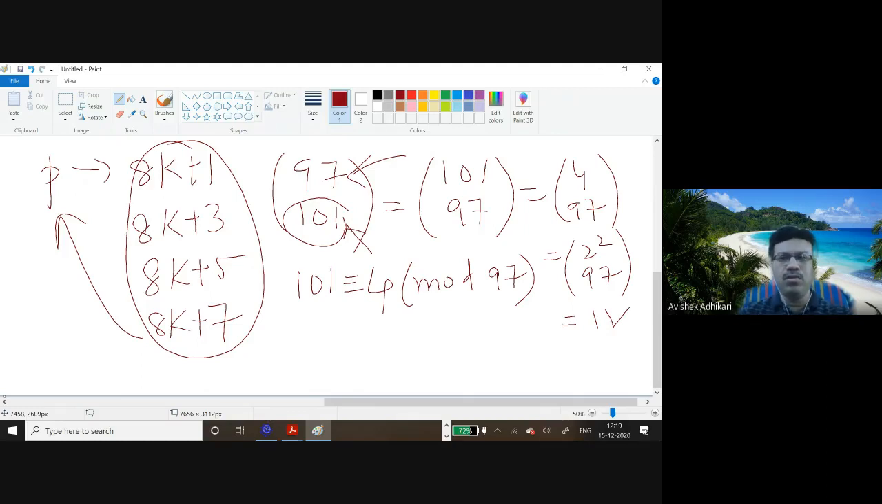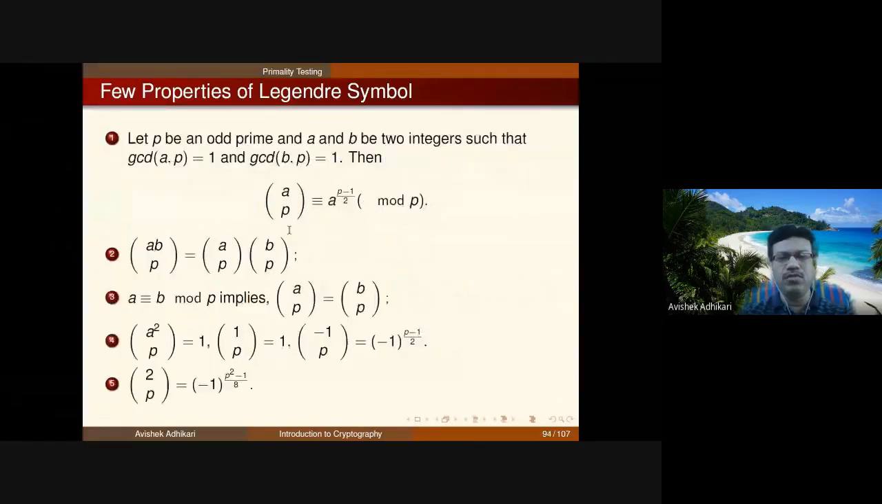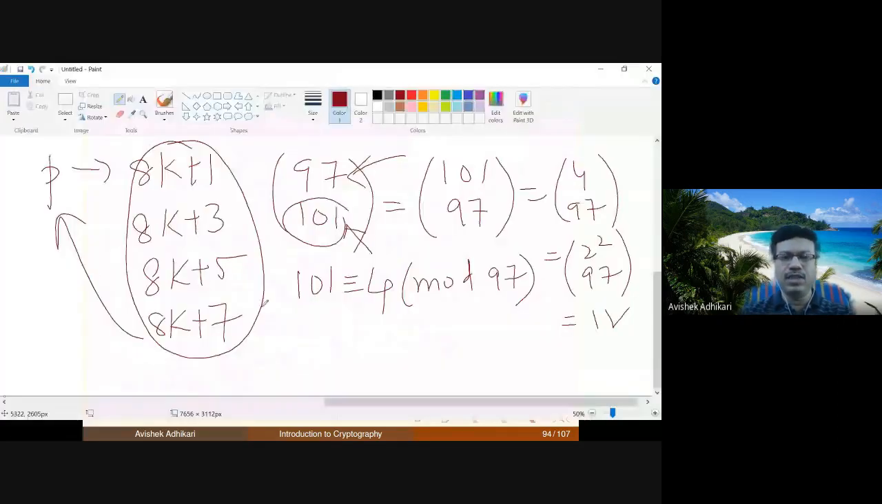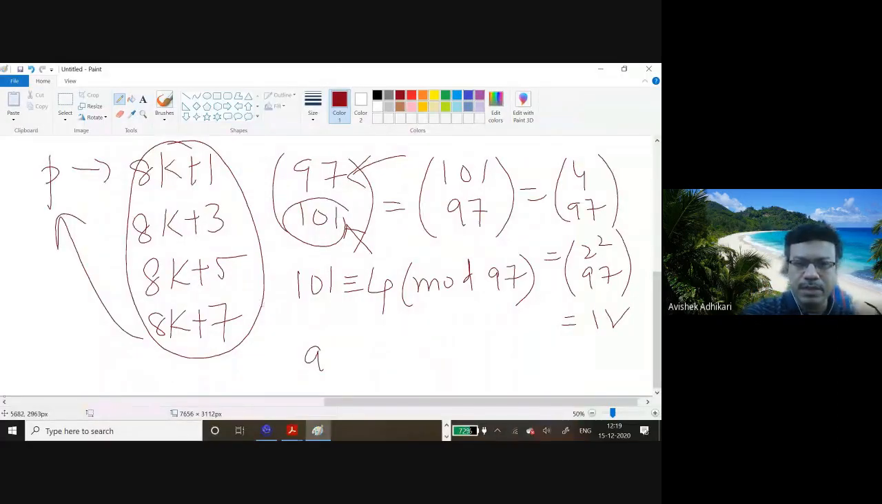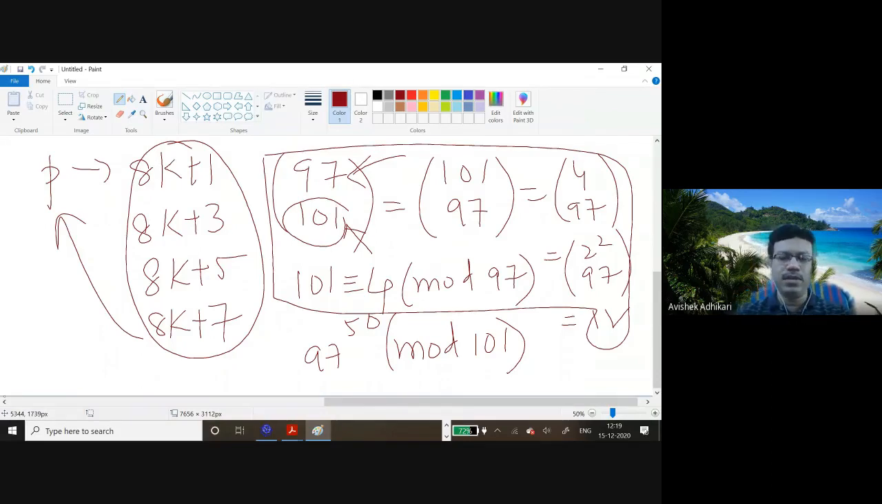All the formulae that I have used here play an important role, but the most important role is played by the law of quadratic reciprocity, which tells us how to convert a bigger number into a smaller number. So you just make it like this and then use these formulae to reduce it. Initially we thought we needed to calculate 97 to the power 50 modulo 101, but now it's very simple. Within 3 or 4 lines we got the answer. That's the way one can solve this.